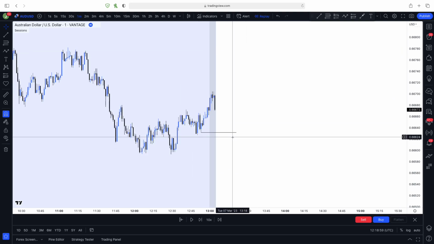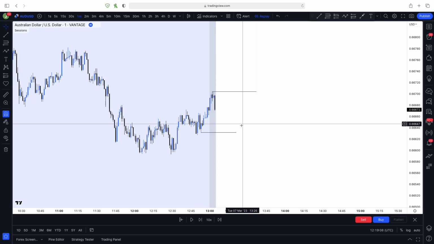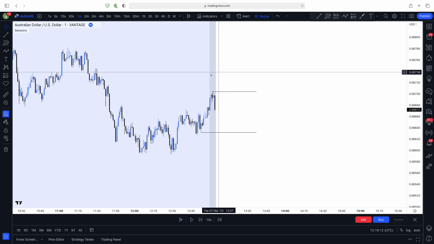Okay, so at this point here we get our high. How do we know we get our high? We know because we have a body break of the previous candle, right? So we use the highest wick to map that out. And at this point here we have our situation 1, or our major structure high and low. Okay, let's continue to play.